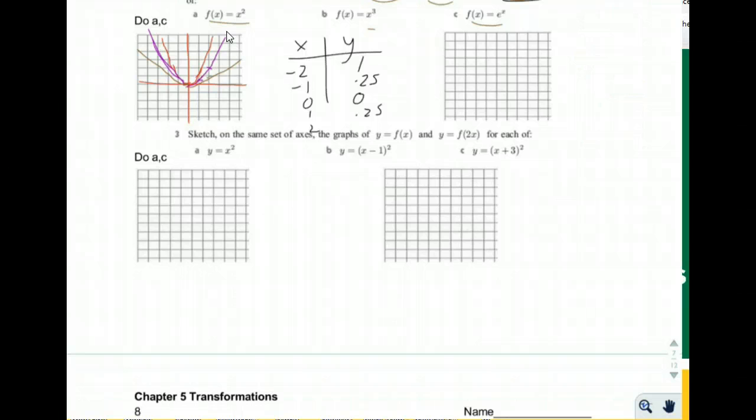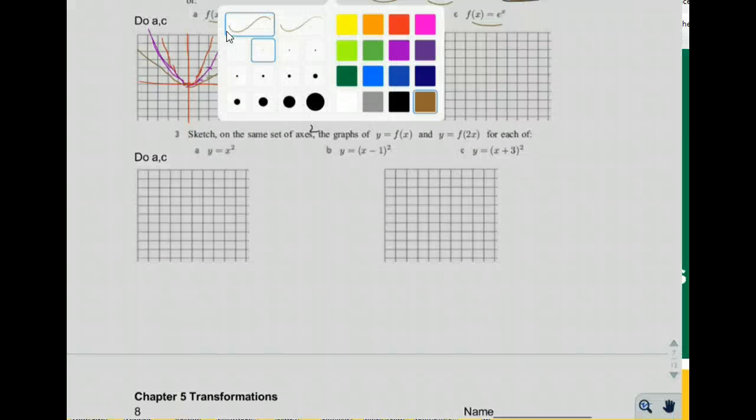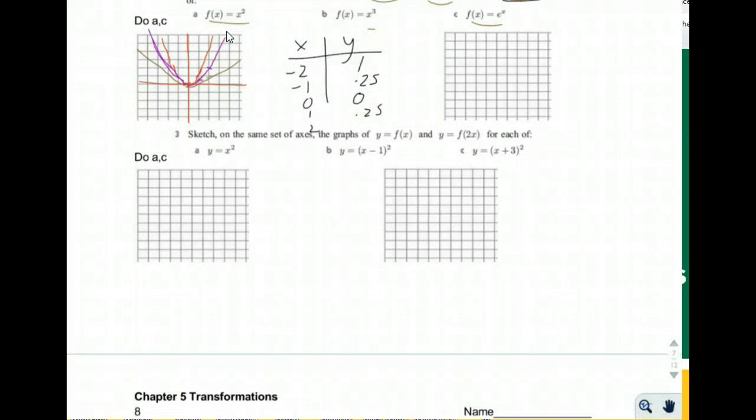Sketch on the same set of axes the graph of y equals f of x and y equals f of 2x inside. Now, what does that look like? Now, this is kind of different. So, for example, let's take the C one, since, let's see, if we have x plus 3 here, and we're going to do a translation.